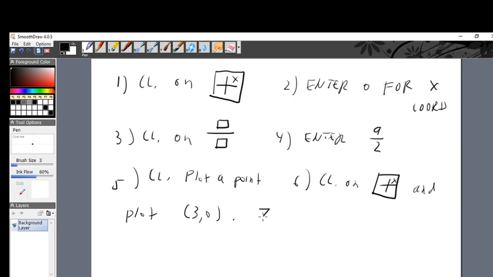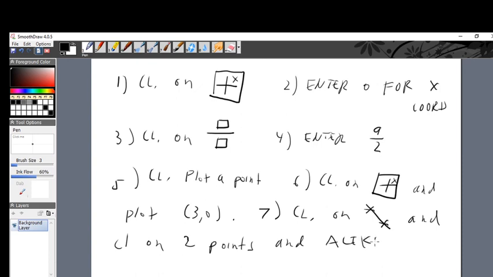Okay. And now 7, the last thing is click on this icon, which will connect the points. If you click on that and click on the 2 points you just made, Alex will draw the line for you.